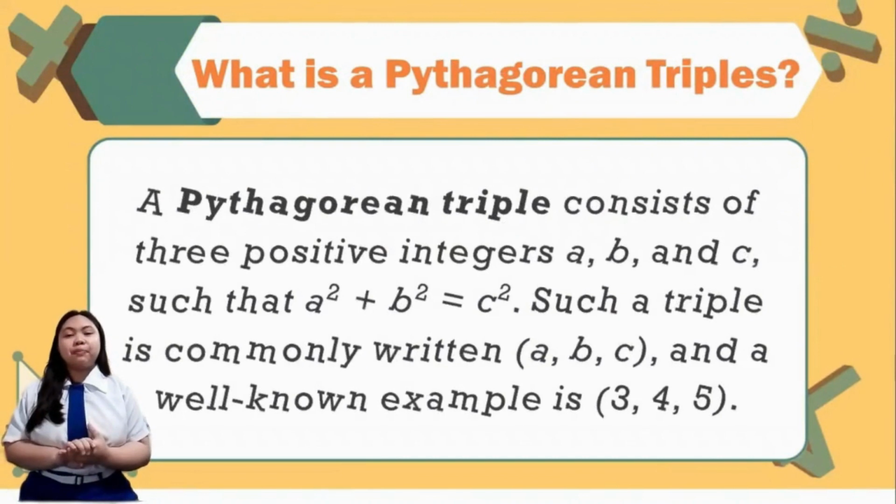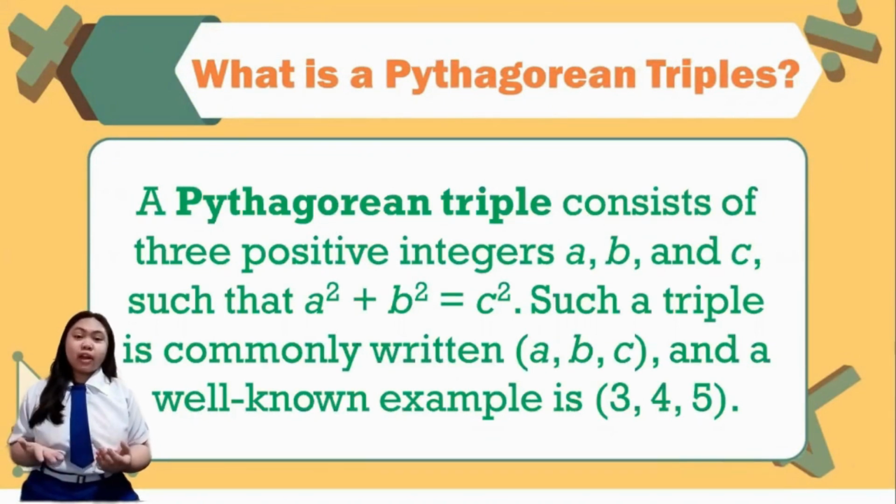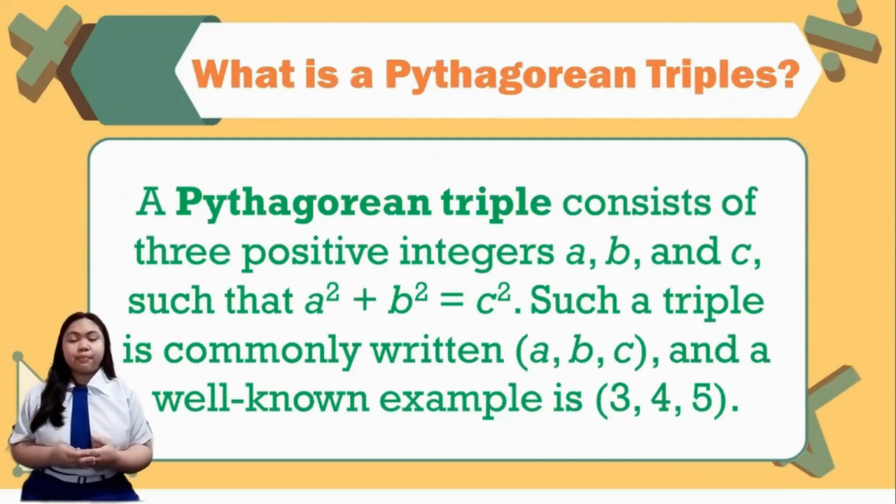Well, a Pythagorean triple consists of three positive integers a, b, and c such that a squared plus b squared is equal to c squared. Pythagorean triples are any three positive integers that completely satisfy the Pythagorean theorem.